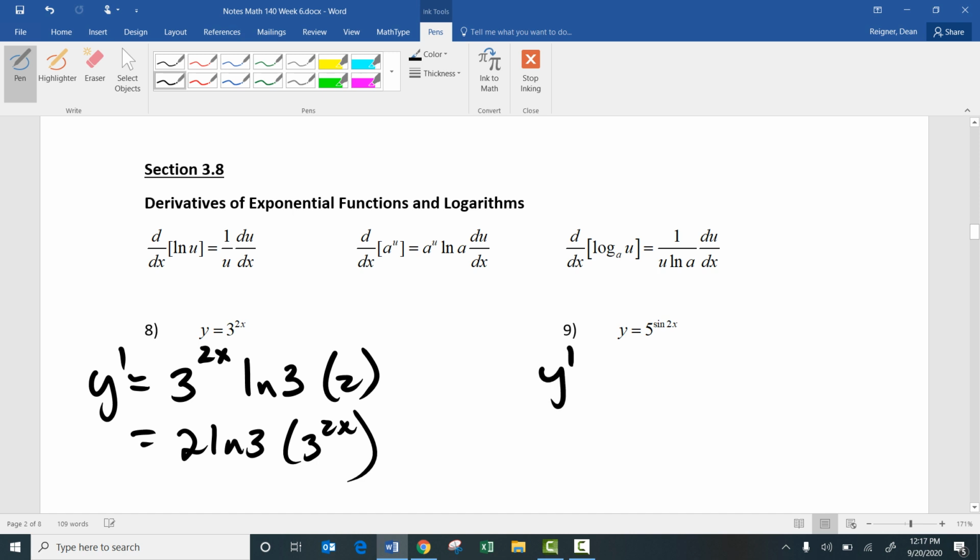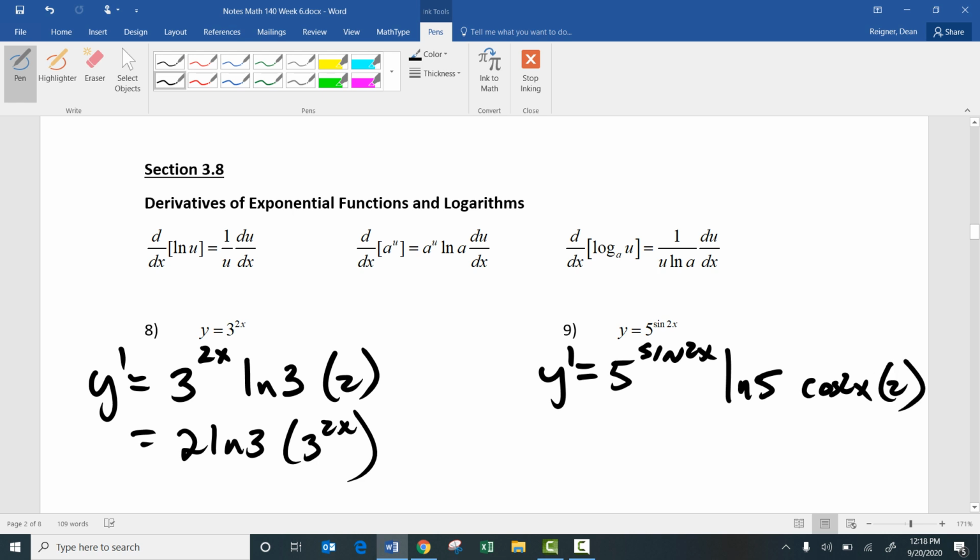Derivative of y is y prime. And then you do a to the u. So this thing repeats itself, 5 to the sine of 2x. And then ln of a, ln of 5. And then you take the derivative of the exponent. The derivative of sine is cosine. Angle stays the same. And then the derivative of the angle, the derivative of 2x, is 2.